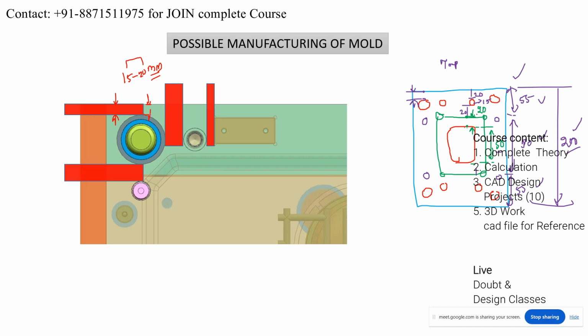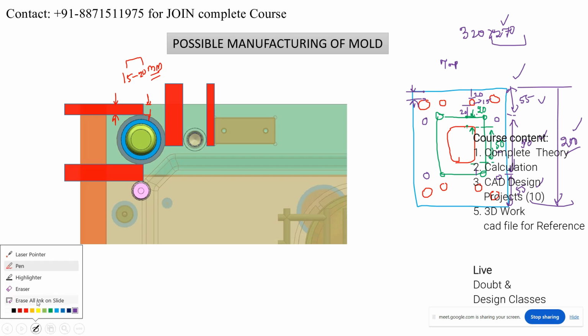There is no requirement, for example, if the tie bar distance is around 320 to 270, that we have to prepare our length around 270. This is not necessary, but possible manufacturing means how much minimum length or width you can take, depending upon the manufacturing feasibility. Understood? I hope you understood about this.